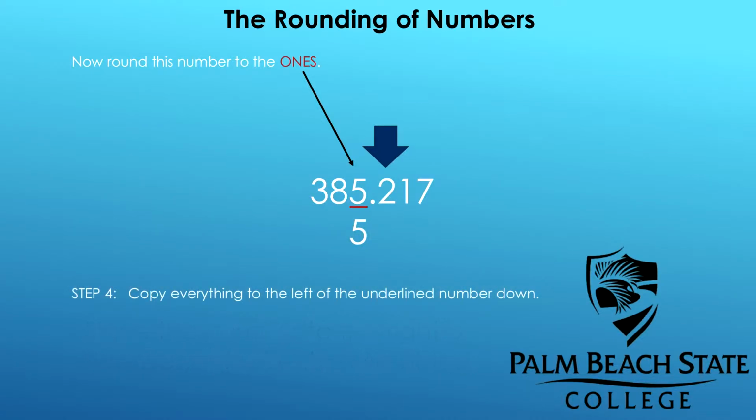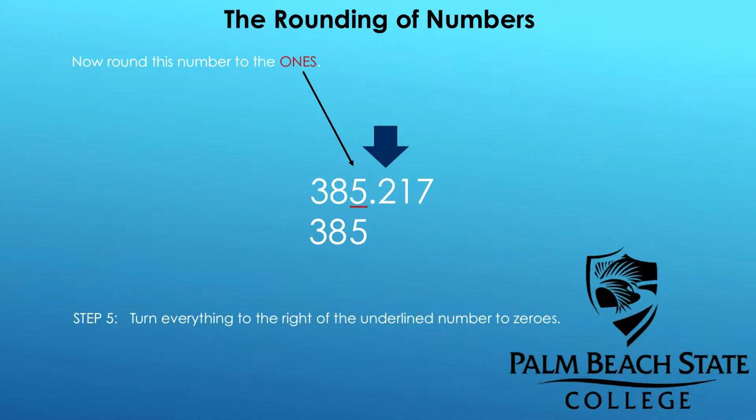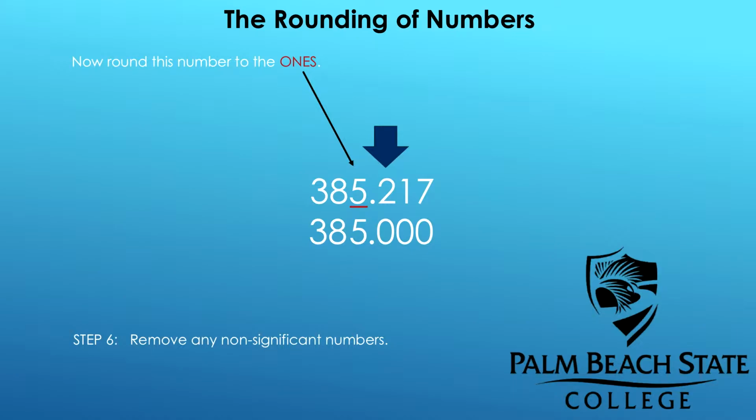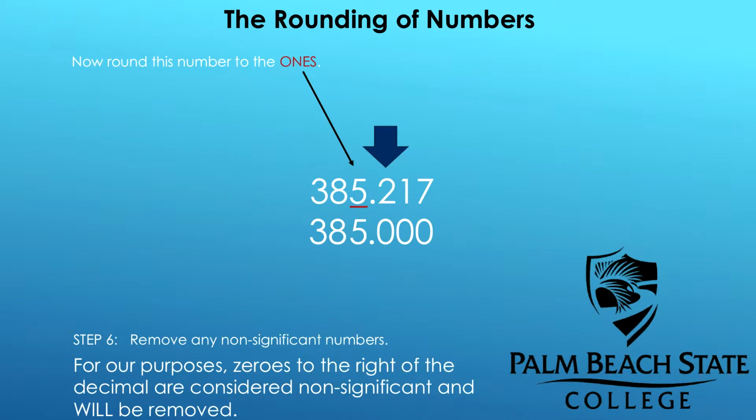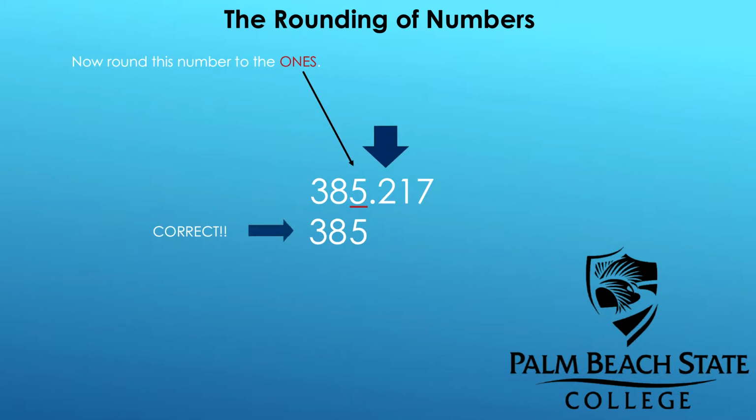Step 4, copy everything to the left of the underlined number down as it is. There we go. Step 5, turn everything to the right of the underlined number to a 0. And our last step, remove any non-significant numbers. For our purposes, zeros to the right of the decimal are considered non-significant in this case, and they will be removed, giving us our correct answer, 385.